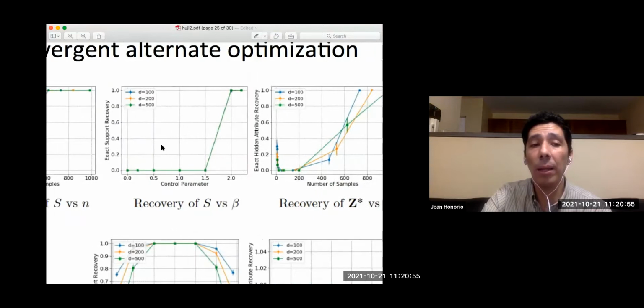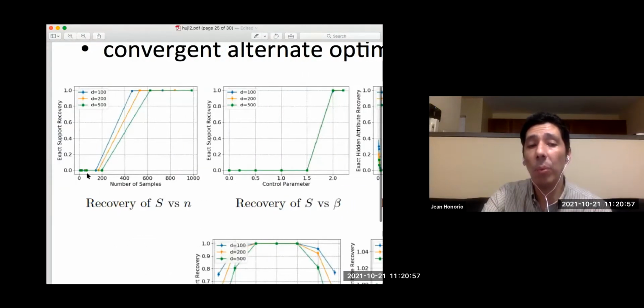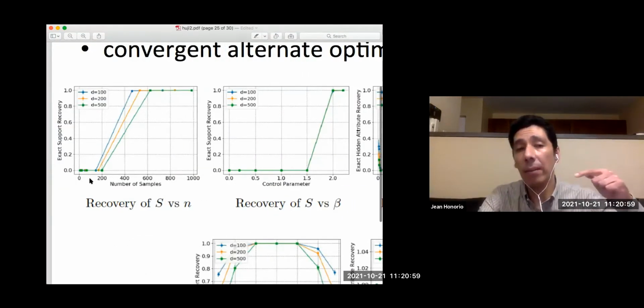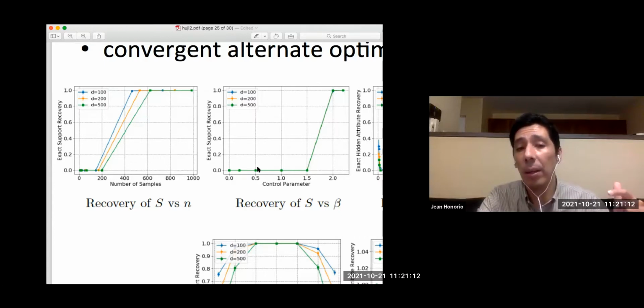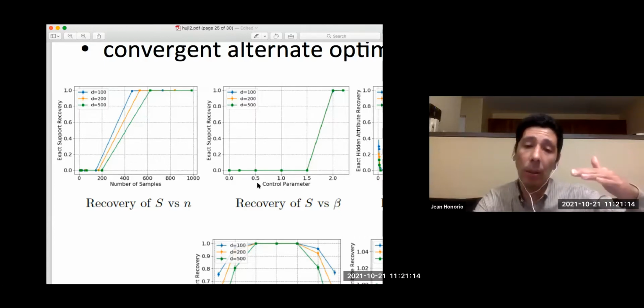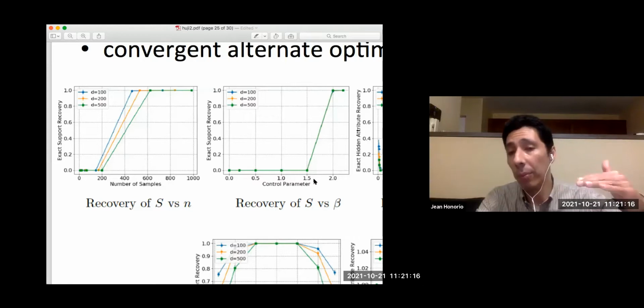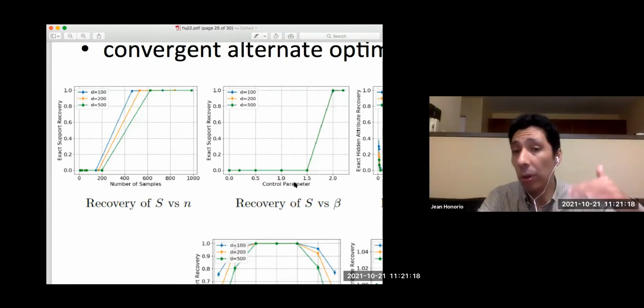So here, for instance, in the first one, we put the number of samples on the x-axis, and then the empirical probability of how well we are recovering the support of the vector W for three different sizes of problems: 100, 200, 500. If you scale the x-axis in order of log D, then the three curves will overlap, showing that the rate at which we are recovering actually happens in practice.